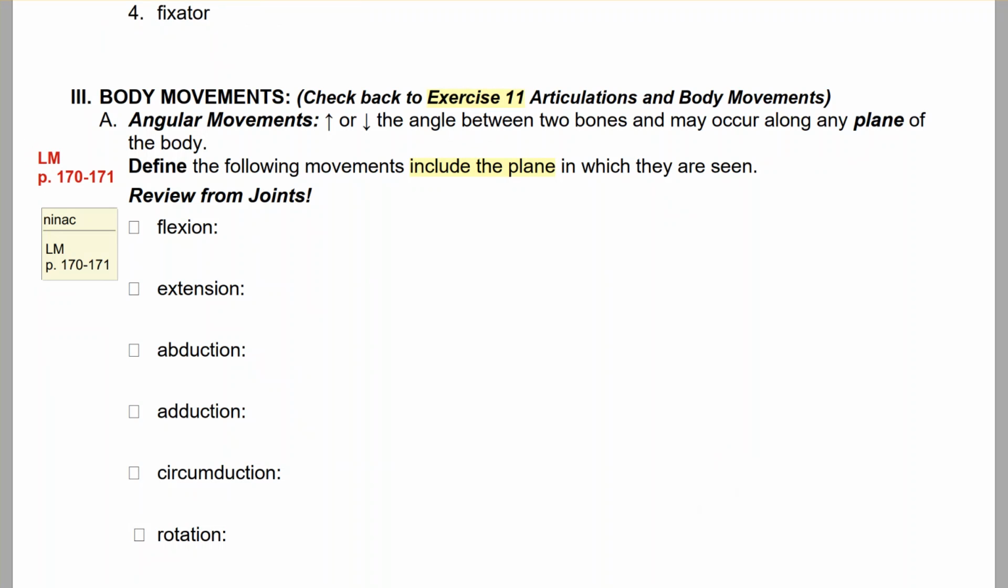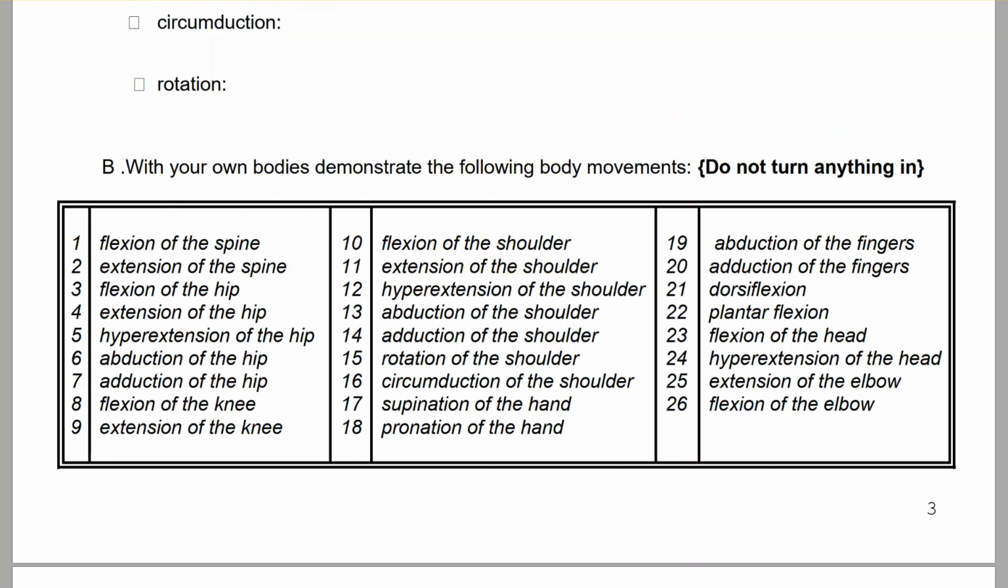Just kind of understand the different actions of a muscle. And I have highlighted here, include the plane. And so think about the plane of movement. Flexion works kind of more on the sagittal plane, whereas abduction works more on a coronal plane. And so I want you to figure out what I mean by that stuff. And then at the bottom of this page, with your own bodies, demonstrate the following body movements.